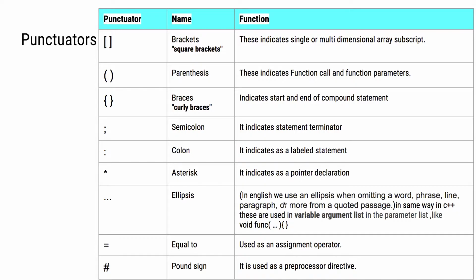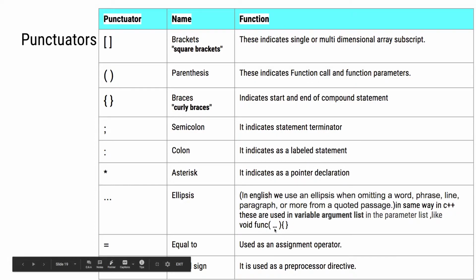Ellipsis. In English, we use an ellipsis when we want to omit a word, phrase, line, paragraphs or more from a passage. In the same way, in C++, these are used in a variable argument list in the parameter list, like this: void function, ellipsis sign and then quotes.